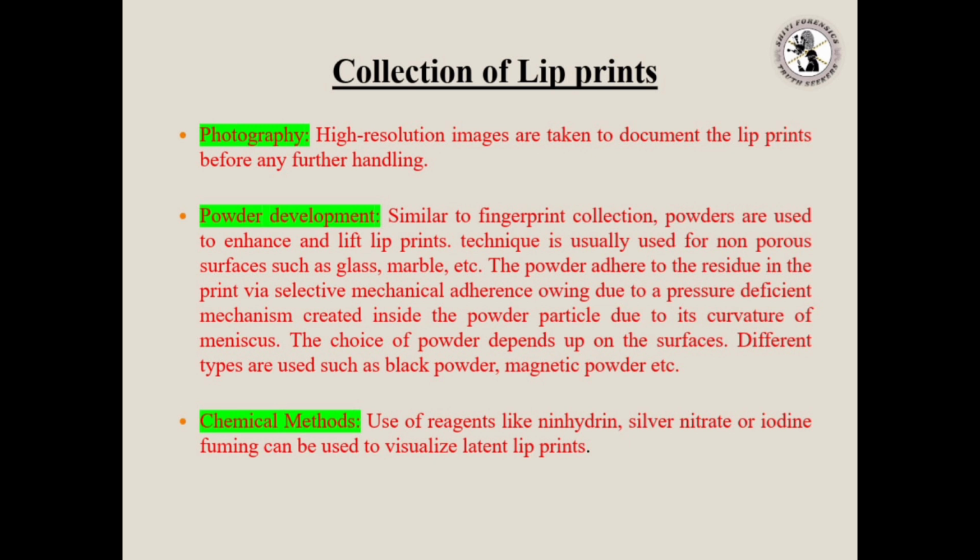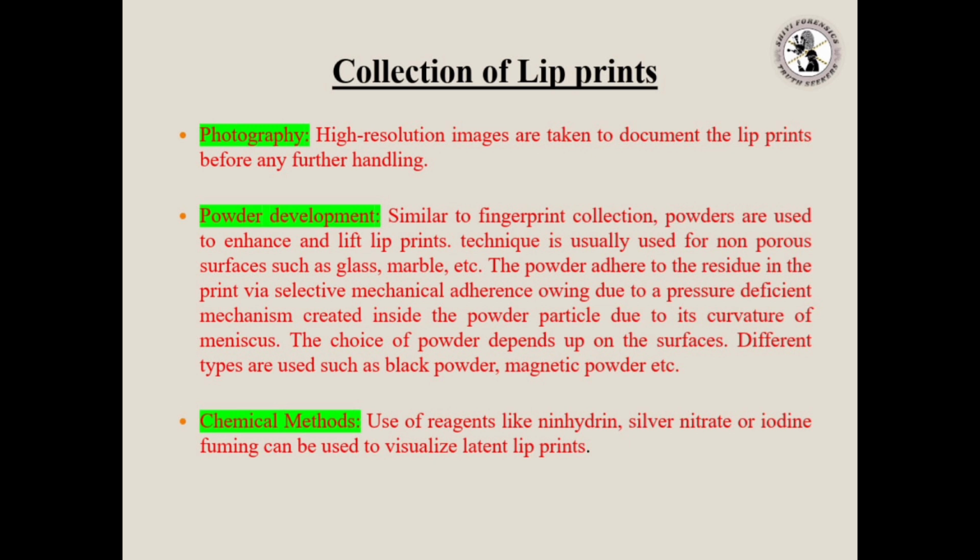Next we have chemical methods. The chemical methods use reagents like ninhydrin, silver nitrate or iodine fuming, which help to visualize latent fingerprints at a crime scene. Iodine fuming works for porous surfaces. In iodine fuming, the iodine vapors are absorbed by liquids, that is the sebaceous content present in the lip prints, which creates a temporary brown image. This can be fixed by benzoflavone.